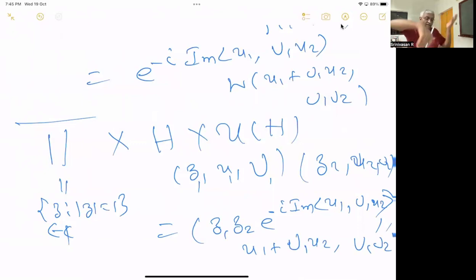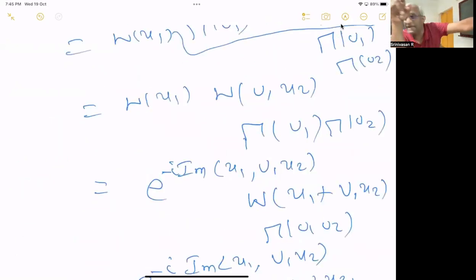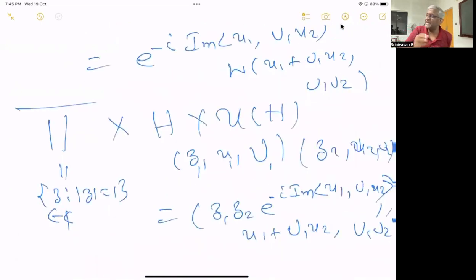But you have another semi-direct product. There is an action of the Hilbert space also. This is how the product is defined. I am taking the cross product of the circle in the complex plane, cross product with H, cross product with U of H. I am defining a product like this. Then this gives a representation of the group. That is what is called Heisenberg group usually. And mostly H is finite dimensional for this purpose. That is what is called a Heisenberg group.